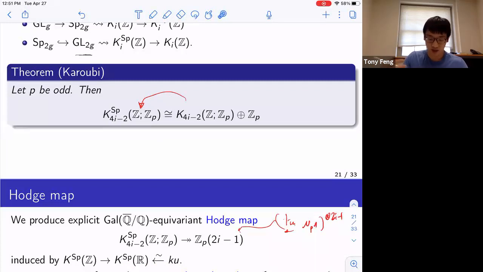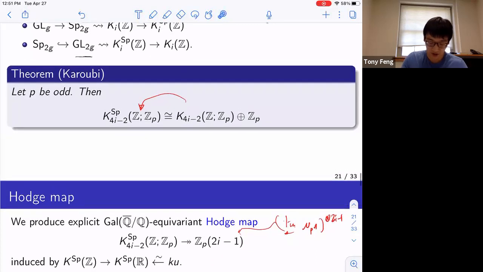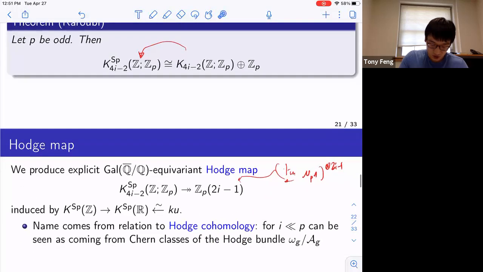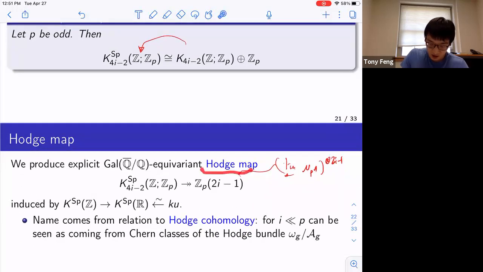So in general, a Lie group is homotopy equivalent to its maximal compact subgroup. And one knows the homotopy groups of this thing are this thing, even in a Galois equivariant sense. This is like maybe part of Bott periodicity. So just to remark that this name, Hodge map, comes from a relationship between this map and Hodge cohomology.